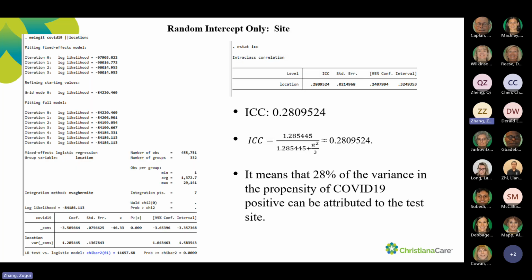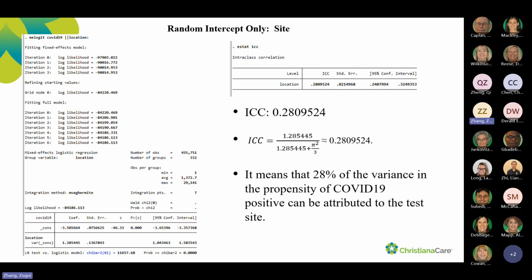And we use the random intercept only model to look at the impact of site. Why did we look at the impact of site? We would like to see, if we look at the results from different patients, whether COVID-19 positive or negative test results can show some trend or propensity of COVID-19 positive.